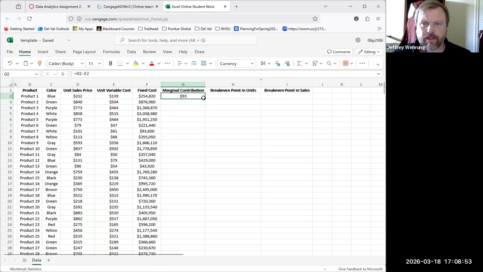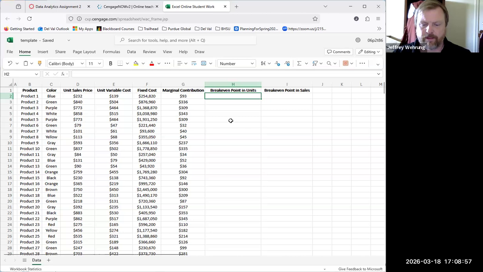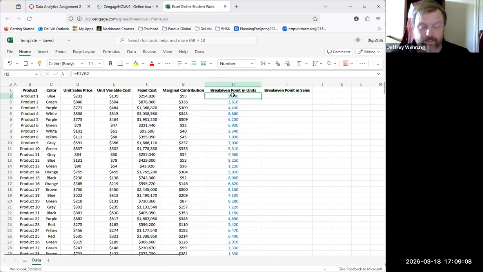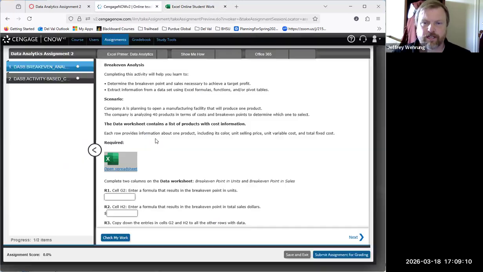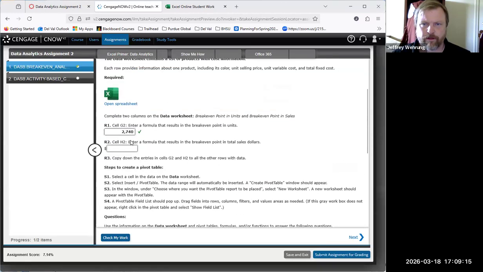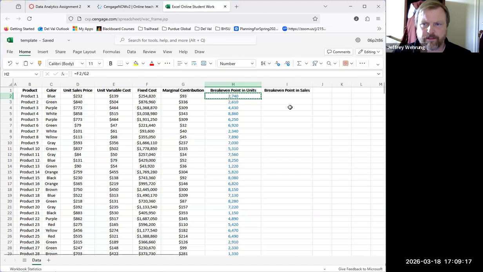So okay, we do that, and we come up with our marginal contribution for each one. And then our break-even point now is just going to be our fixed costs divided by our marginal contribution for each of our products. That's great. And we'll check this. Remember, your numbers are going to be different, but we'll check it and make sure I didn't mess up my formula at all. There we go.